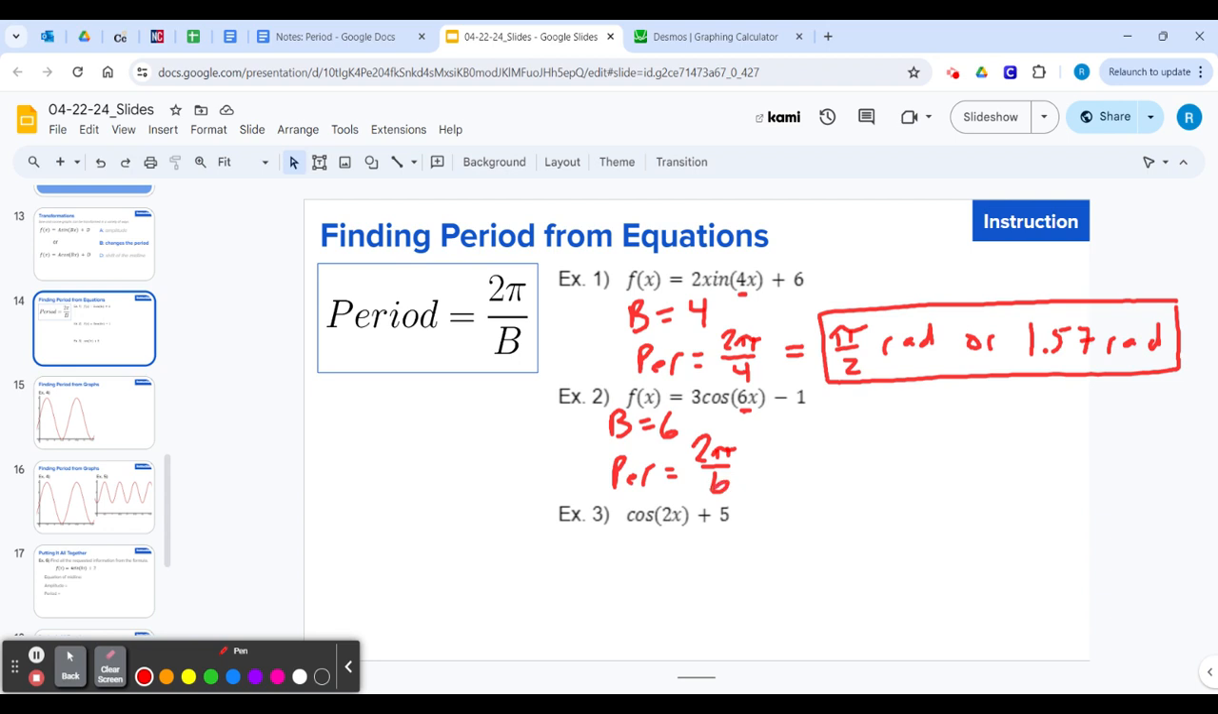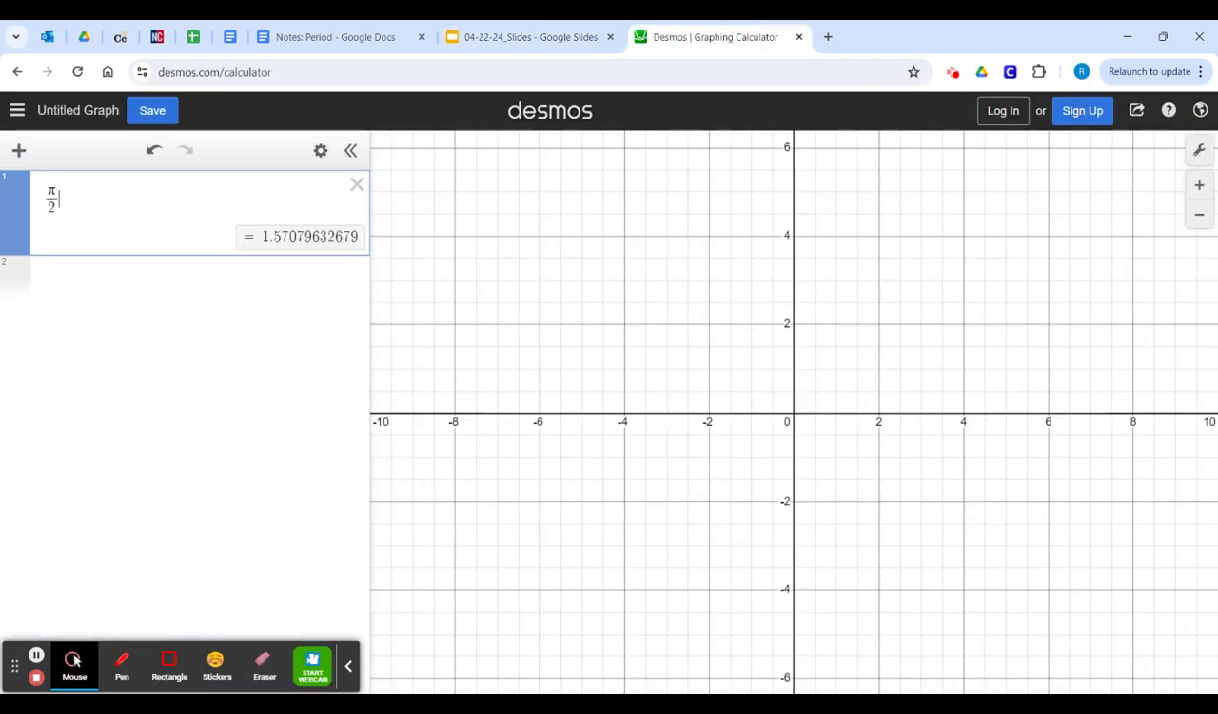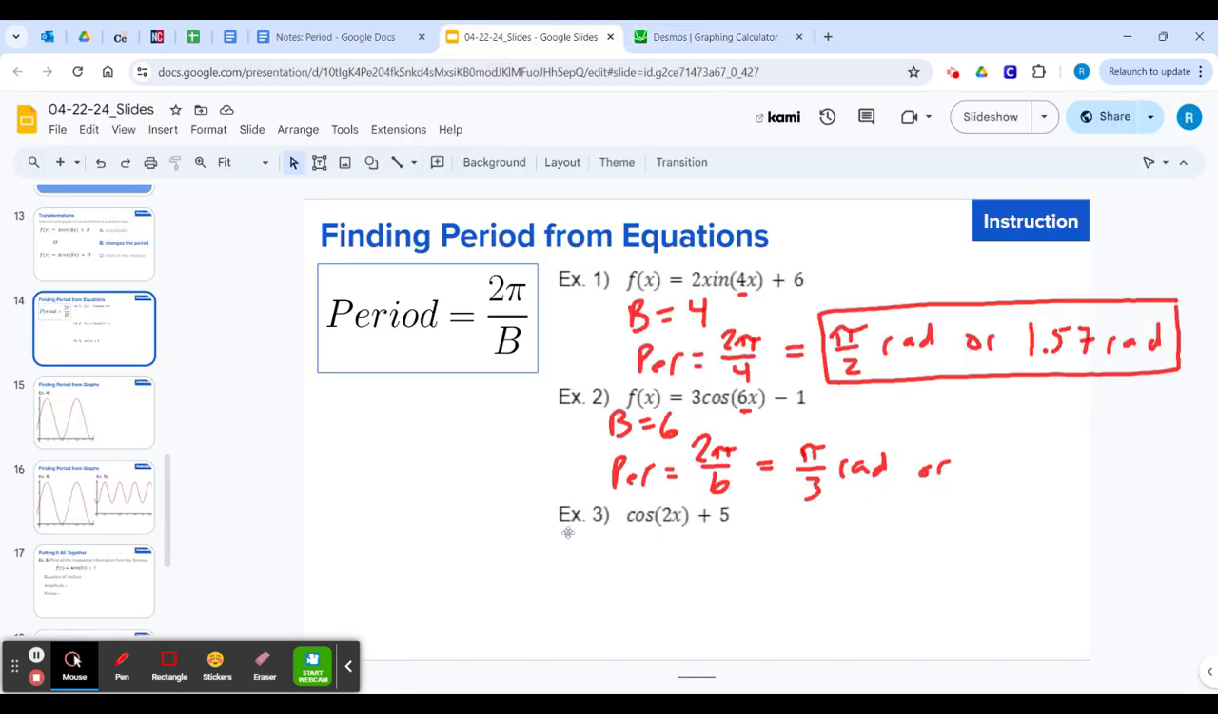That could simplify by dividing 2 from top and bottom. So we would get pi over 3 radians. Or if we wanted to simplify it into a decimal answer, we can change this in Desmos here. Pi over 2 would be pi over 3, so 1.05 radians. And again, that's how frequently we repeat.